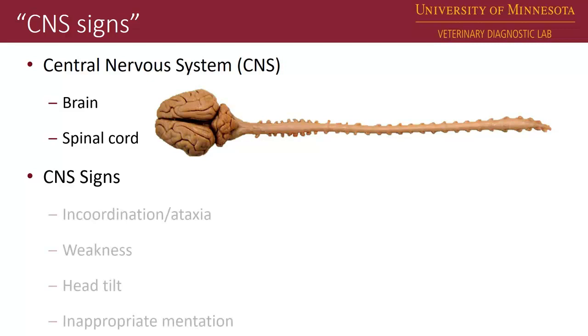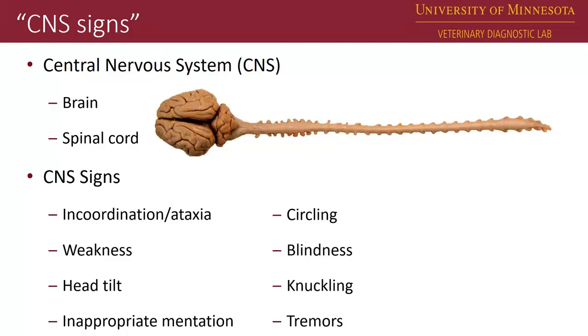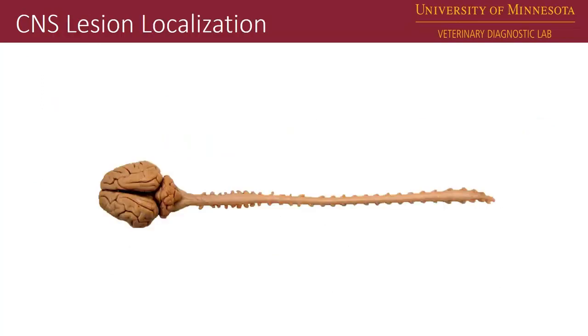And so maybe when somebody submits something, they're thinking they're talking about an ataxic pig or a pig that's incoordinated. Maybe they're talking about a pig that isn't aware of its surroundings, so it has inappropriate mentation. But maybe they're talking about a pig that's circling. Maybe it's acting like it's blind, or maybe they're talking about a pig that's down on its side and paddling. So when we talk about CNS signs, it's important that you tell us what you're looking at, because it makes a big difference as far as localizing within the central nervous system where the disease process is happening.